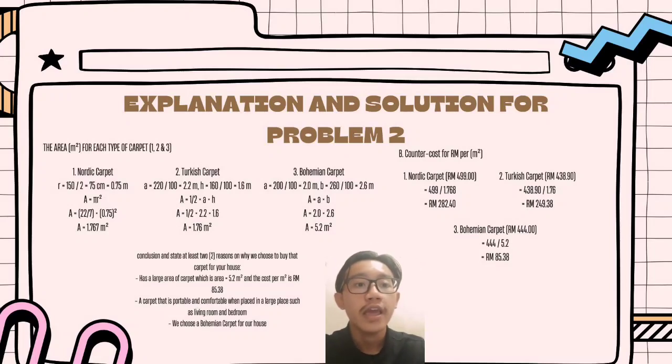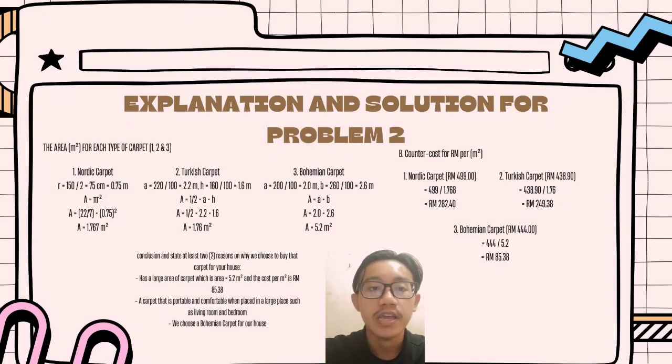The conclusion is at least two reasons why we choose to buy that carpet for our house. The first reason is it has a large area of carpet, which is 5.2 meter square, and the cost per meter square is RM 85.38. The second reason is a carpet that is portable and comfortable when placed in a large place such as a living room and bedroom, which is the Bohemian carpet for our house.